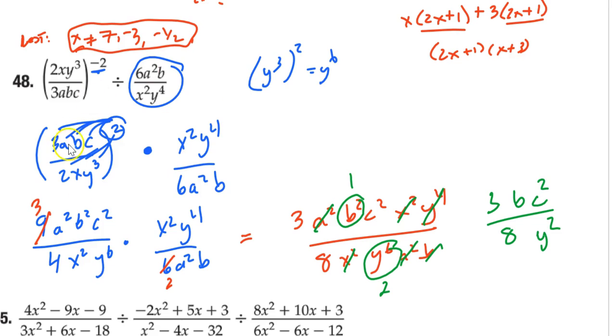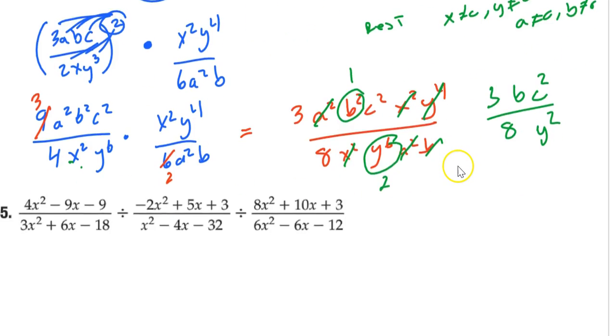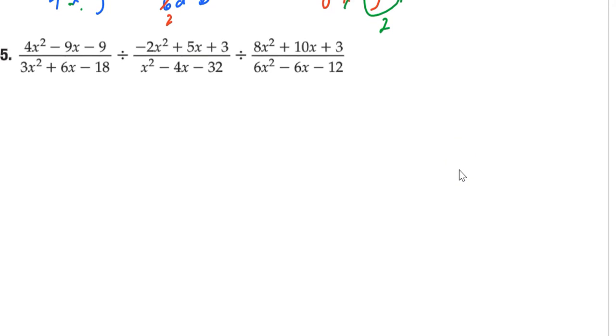But I should have done restrictions at some point. If I do restrictions, it's just whatever. There's no plus or minus, so it's all the variables on the bottom. My restrictions would be x cannot equal 0, y cannot equal 0 because it's on the bottom also, a cannot equal 0, and b cannot equal 0. Right? Because again, there's no plus or minus. It's just all the variables on the bottom can't be 0. So that's that one.